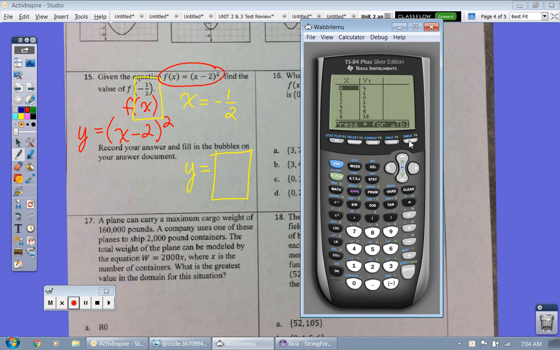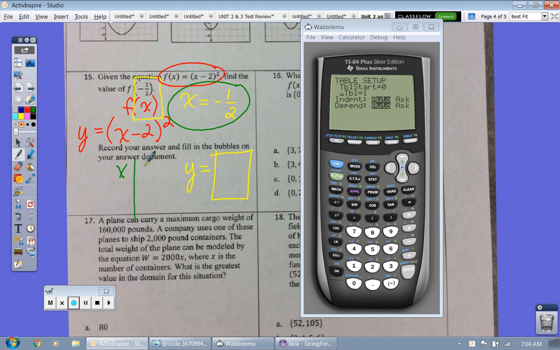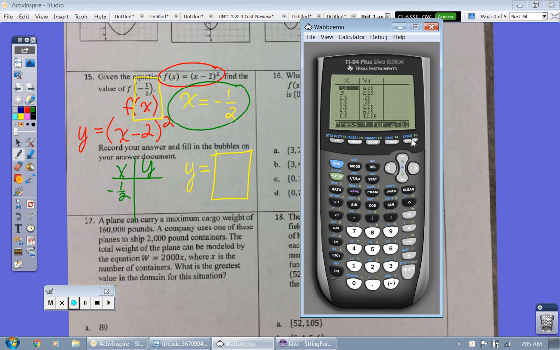We're going to go to our table, and we're looking for when x is -1/2. You don't see x is -1/2, do you? So we have to set our table. So this is what you can do. Go to second, go to table set. And right here where it says table start, where do you want your table to start? I want my table to start exactly at -1/2, because if I do that, it's going to automatically give me the value of y right across from it. So we're going to type this in, -1/2, go to your table, and now you can see that when x is -1/2, the y value is 6.25. And there's my answer.